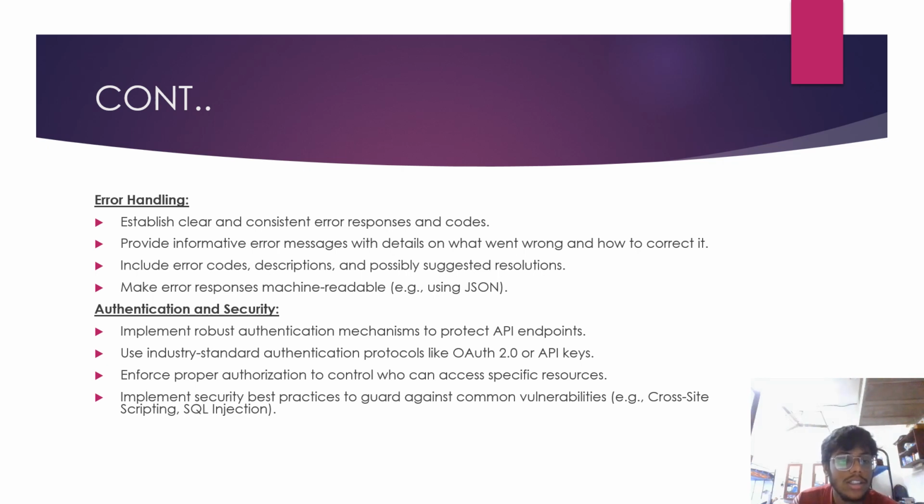Next one is authentication and security. Implement robust authentication mechanisms to protect API endpoints. Use industry standard authentication protocols like OAuth 2.0 or API keys. Enforce proper authorization to control who can access specific resources. Implement security best practices to guard against common vulnerabilities. Example, cross-site scripting, SQL injection.